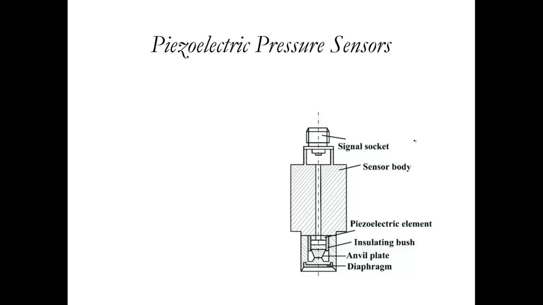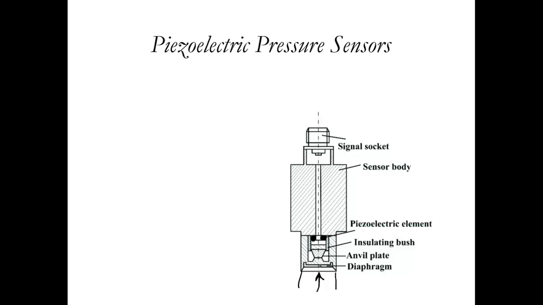This is a cross-sectional view of the piezoelectric pressure sensor, where we have a diaphragm, and then we have something called an anvil plate, an insulating bush, and then a piezoelectric element placed here. The black part that I have highlighted is the piezoelectric material at this point. As this end is connected to the measurement, we can measure some fluid or gas pressure. The housing is connected to this sensor.